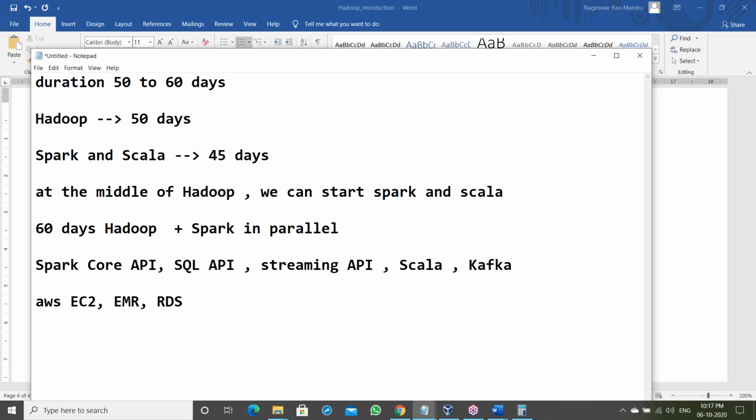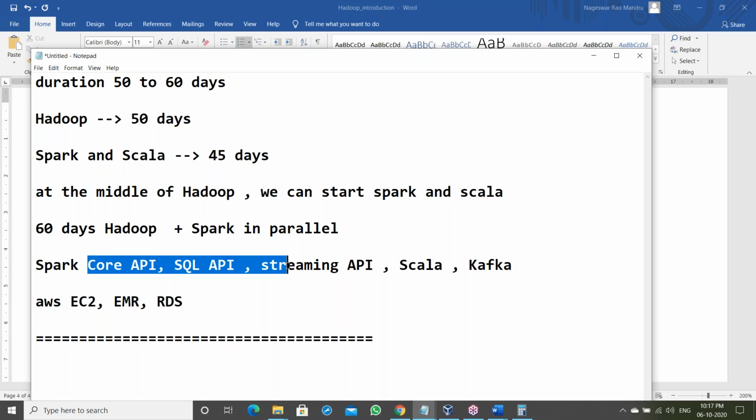Scala is not vast. It's very simple and easy, a very small topic. Most things depend on the Core API, SQL API, and Streaming API. Scala concepts are used very little. Even compared to Python it is very easy. Compared to Python and Java, Scala is very easy.